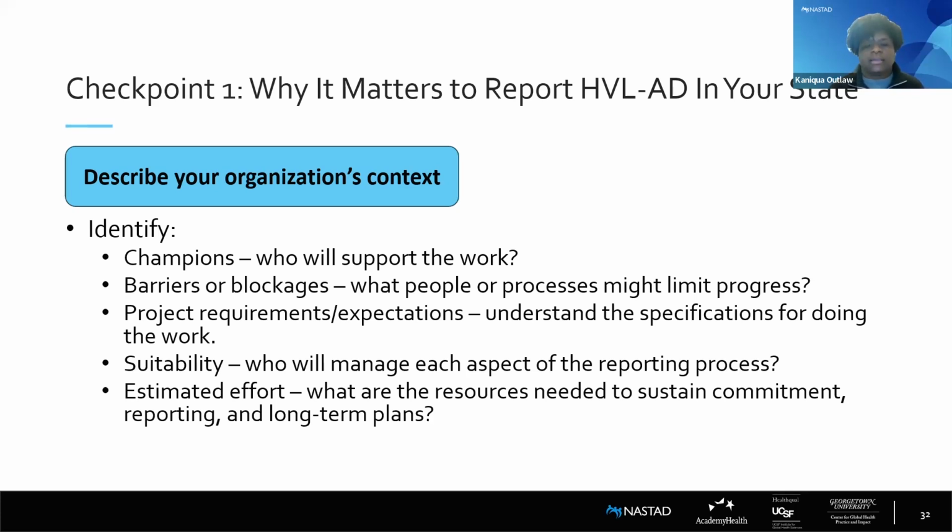In addition to that, just thinking about who's going to manage each aspect of the reporting process. So what do those roles look like? What does that time and effort look like? And really just having a good understanding of that. And in addition to that estimated effort, what does it look like right now to have conversations between Medicaid and surveillance about who's going to do what work, and not just for right now, but what that looks like in the longer term. Next slide, please.